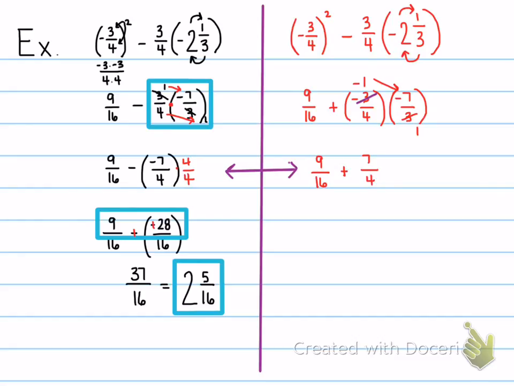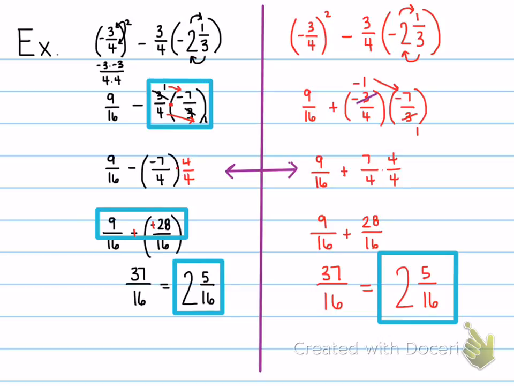So again, I still have my common denominator of 16. This stays. This I'm going to multiply by 4 over 4, plus 28/16. I add those two numbers, I get 37/16, which changes to 2 and 5/16. So you see, same exact answer, it's just you dealt with that minus and changing it to addition and taking the opposite right away instead of at the end.